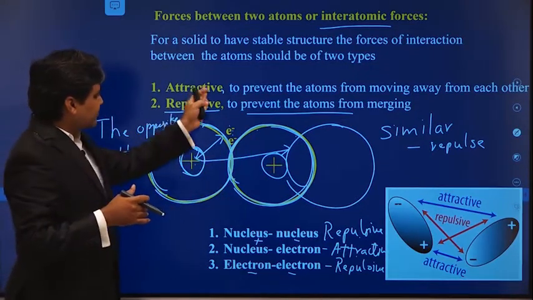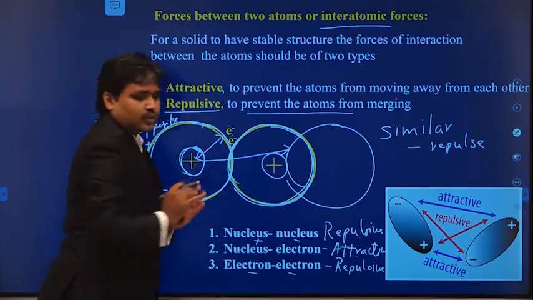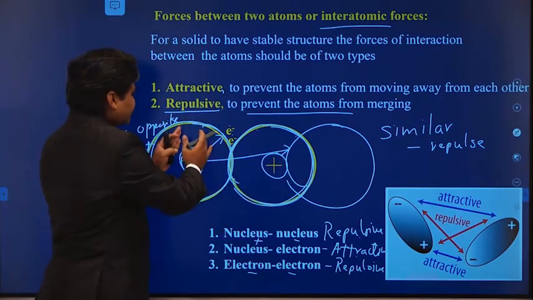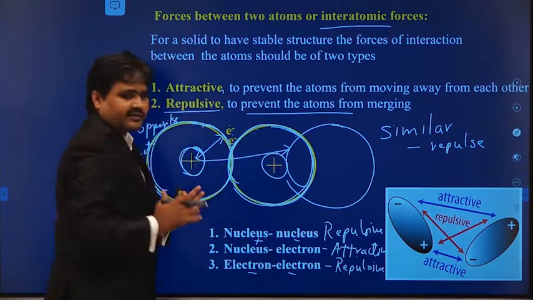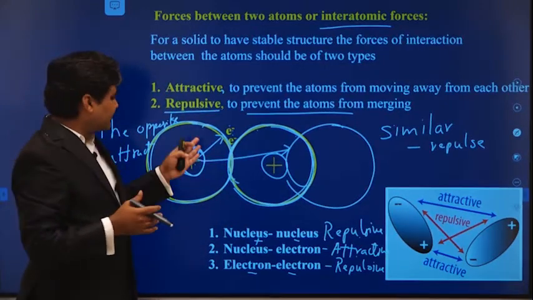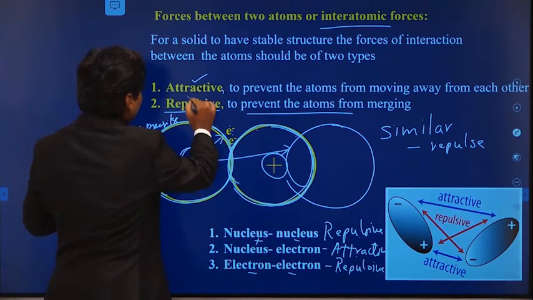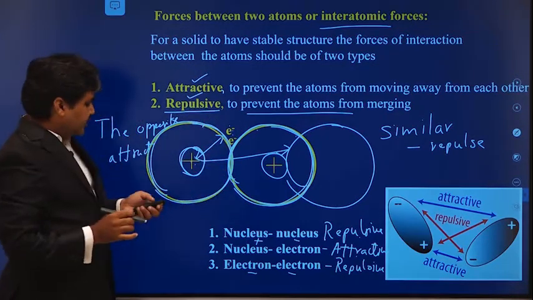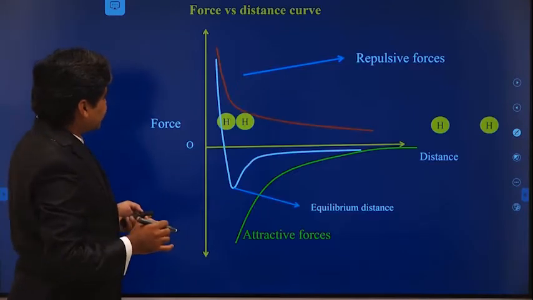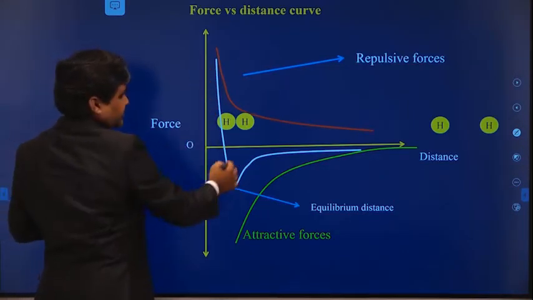If there are no attractive forces, the atoms never come close together. If there are no repulsive forces, the two atoms will merge together and become a single atom. The atom will collapse. So we need the attractive forces as well as the repulsive forces. Here you can see the graph. This is the force versus distance diagram.